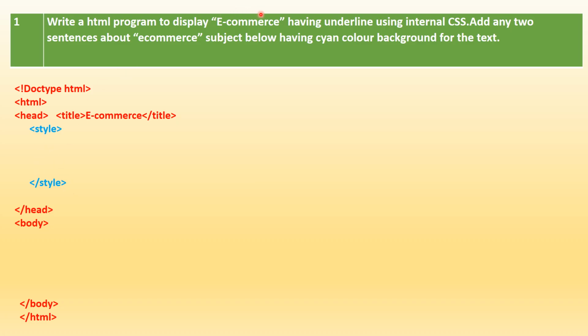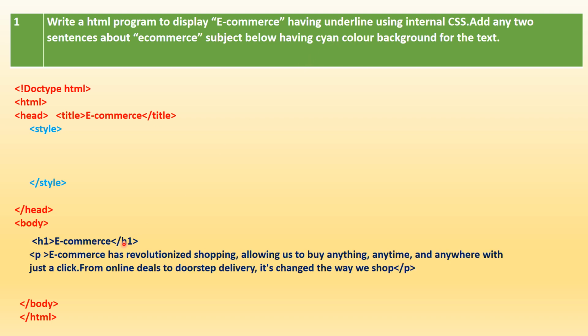So here we have to display e-commerce having underline using internal CSS. Along with that, we need 2 sentences about e-commerce having a background color. The color is cyan. So we will write the e-commerce in H1, which is highest level heading, and the 2 sentences in the paragraph P. They both are container tags. Now we will see how the CSS is given.